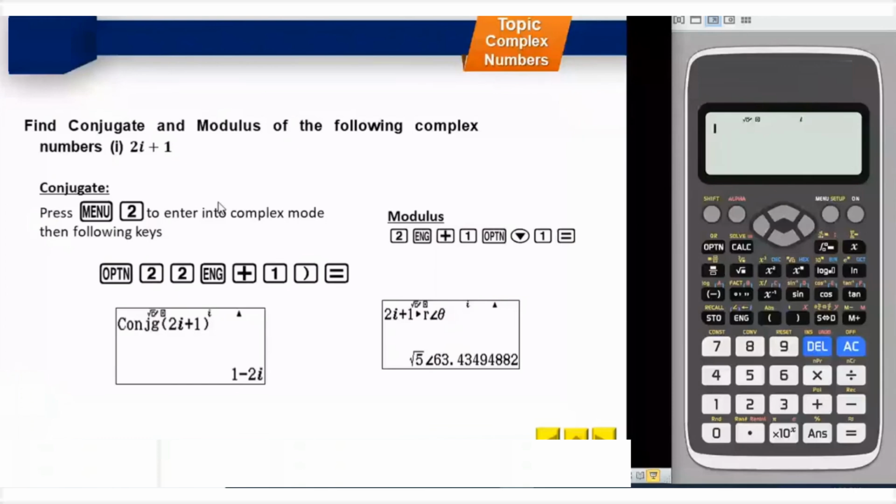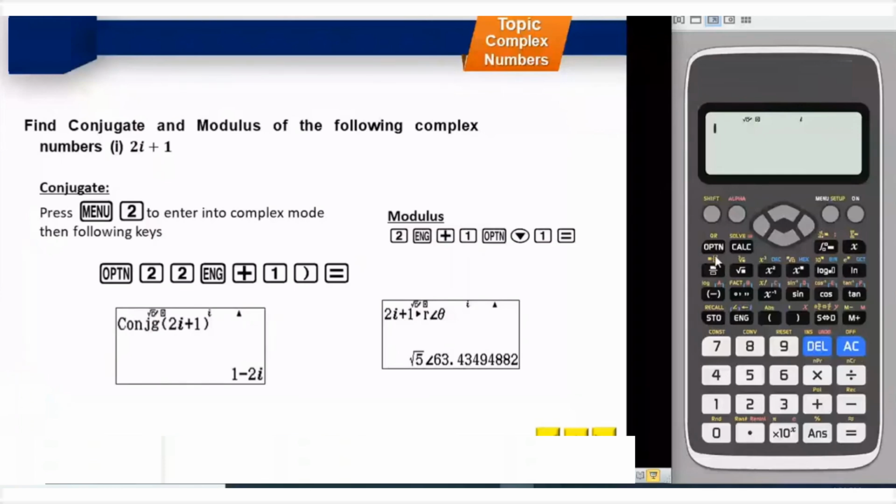If you realize, the question is in the form where iota, the imaginary number, is first and the real number is written second. The ideal way to write is you first write the real number, then the imaginary number, because when you apply conjugate, the sign before the imaginary number changes. But the calculator is smart enough that even if you write the imaginary number first, it will automatically adjust. So let's see.